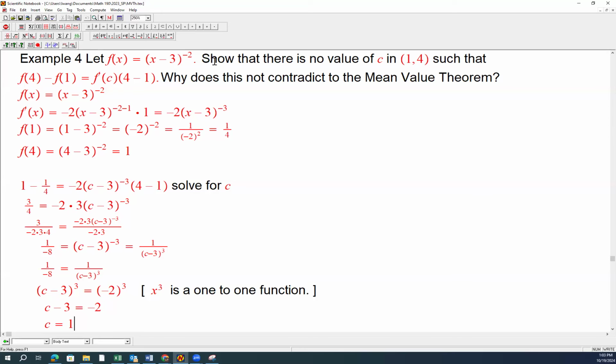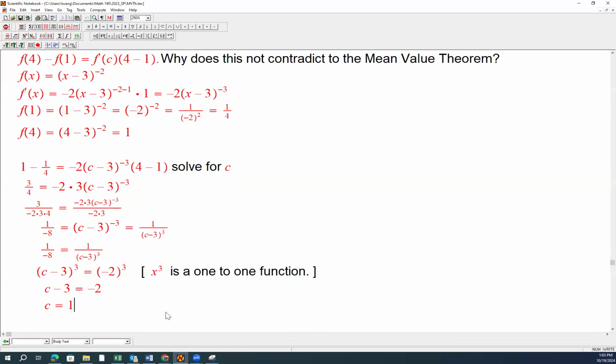And we want to show there's no value c in this interval such that this is true. Now we found that c equals 1. Of course, c is not in this interval, because in this interval, c equals 1 is not included. So we just have demonstrated, okay? Then we can say that is what?